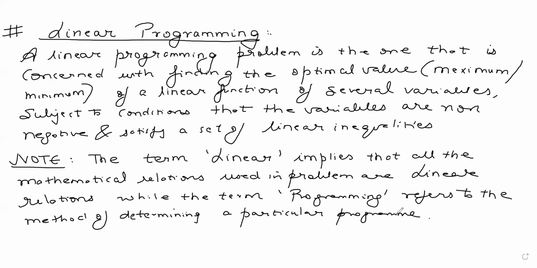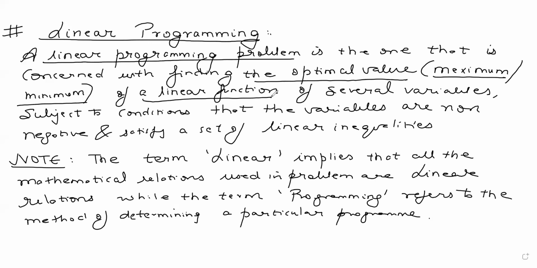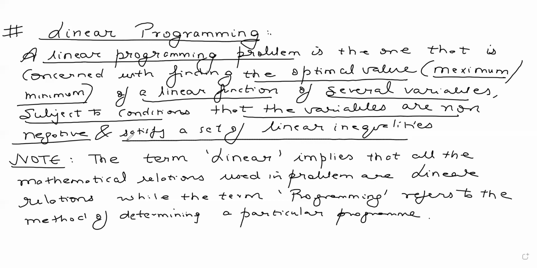Okay, so now let's look at the definition again and just note what is meant by a linear programming problem. A linear programming problem is that problem which is concerned with finding the optimum value. This optimal value can either be a maximum or a minimum of a linear function. This linear function whose optimal value you are finding is called the objective function. I'm going to write this in a few minutes. Of several variables subject to the condition that these variables are non-negative. Non-negative means greater than or equal to 0, and they satisfy a set of linear inequalities.